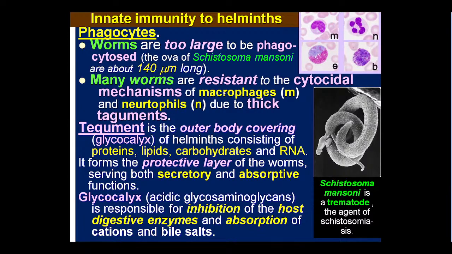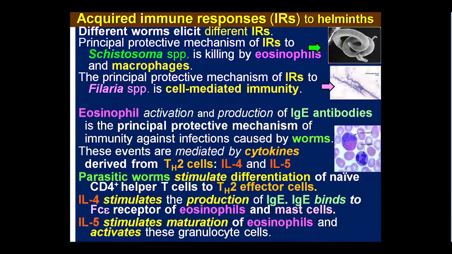because these mechanisms cannot digest the thick tegument of the worms. Tegument is the outer body covering of the helminths, consisting of proteins, lipids, carbohydrates, and nucleic acids. It forms the protective layer of the worms, serving both secretory and absorptive processes.